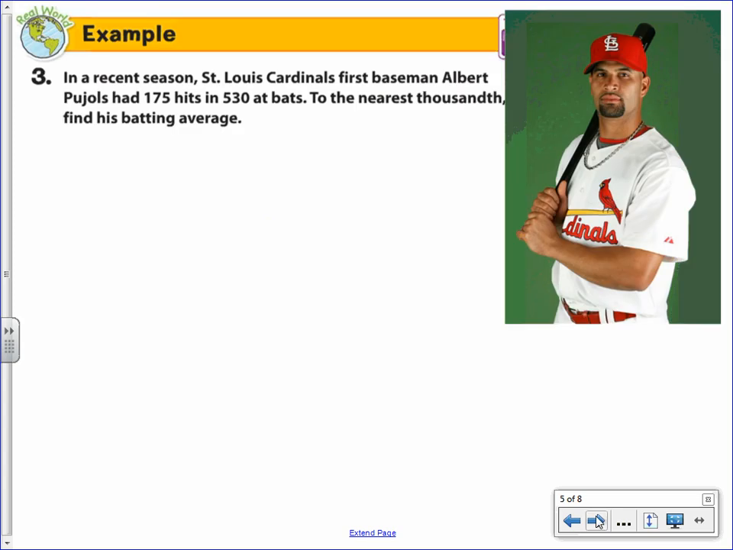Next one, it says, in a recent season, St. Louis Cardinals first baseman Albert Pujols, I believe is his name, had 175 hits and 530 at-bats. To the nearest thousandth, here's our first direction on rounding. We have not been told that before. So it says he had 175 hits and 350 at-bats. And what they want to know is to the nearest thousandth, they want us to find his batting average.